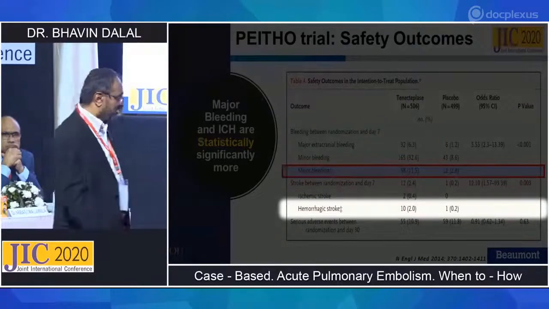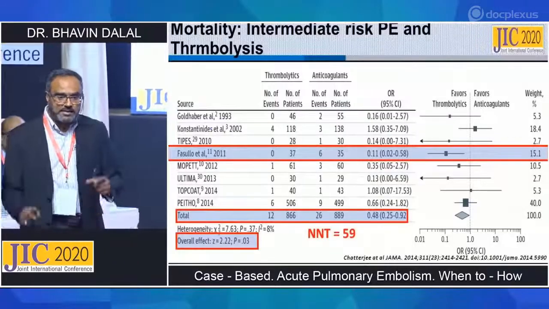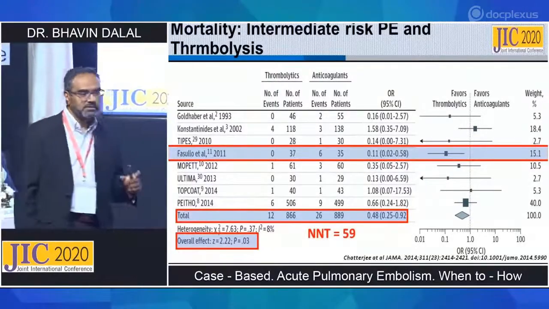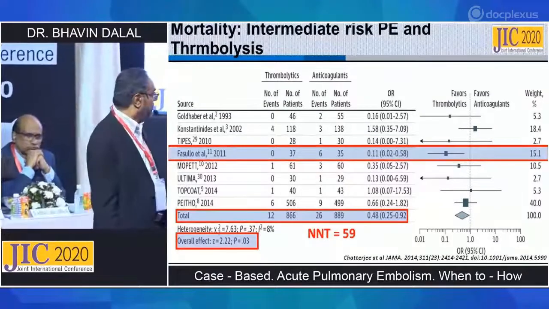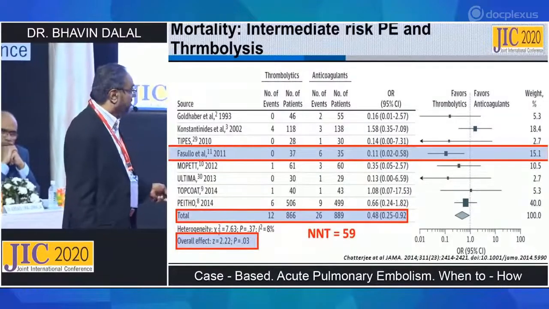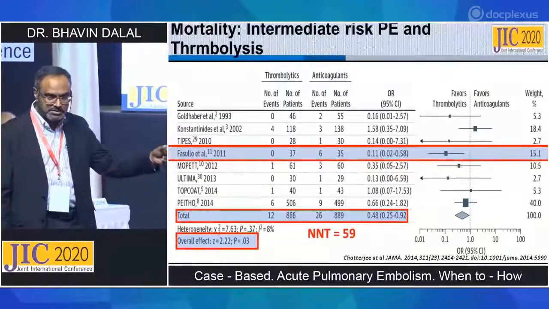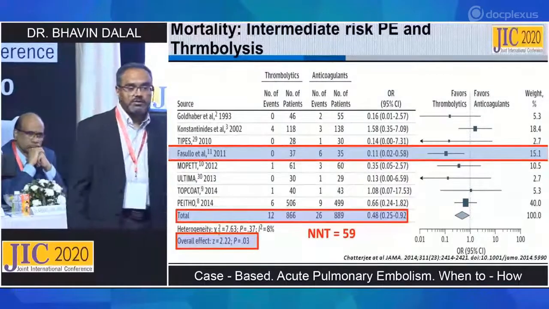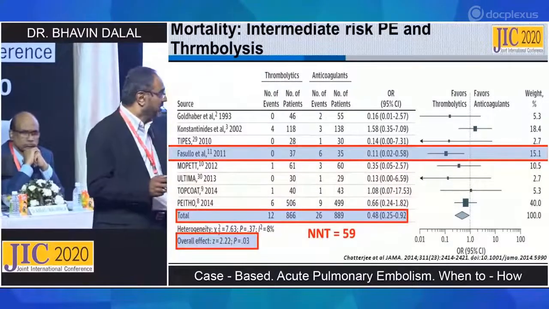thrombolize. But Chatterjee actually did a meta-analysis after. So far, from 1970 to 2014, all the randomized control studies that included intermediate risk PE were included in this analysis, and they studied almost 1,700 patients in the meta-analysis compared to 1,000 patients in the PEITHO trial. They found that if you thrombolize, there is a slight advantage in the thrombolysis arm compared to the traditional or heparin arm.